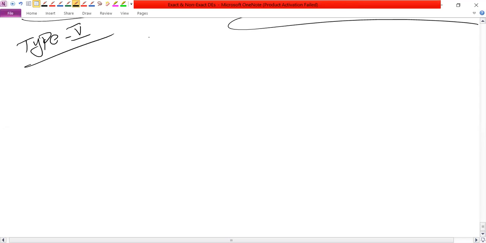Then if it is not satisfying, we have to go for type 4: minus 1 by m into (∂m/∂y minus ∂n/∂x) is equal to a function only of the y variable, then type 4. So like this, we have certain conditions to take the integrating factor. But here in type 5, we are not checking whether a given differential equation is exact or non-exact, and we are not checking any conditions.